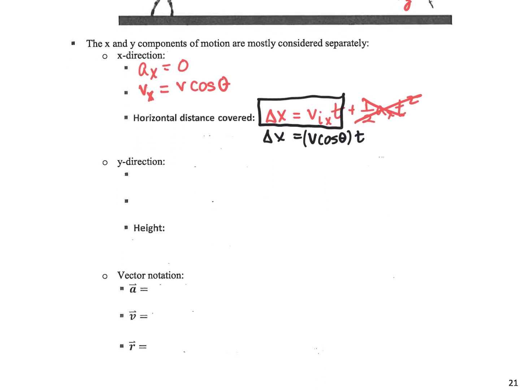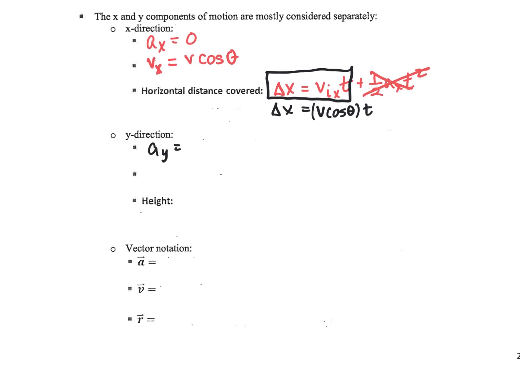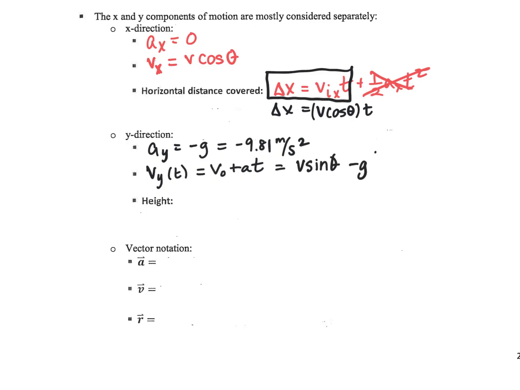Now, y direction. What do we know about the y? A sub y is negative g, which of course is negative 9.81 meters per second squared. What do we know about v sub y of t? What is it going to be? It's not just going to be v sine theta, is it? Because gravity's acting on it. It's going to be v initial plus at. So it's going to start out as v initial plus a times t. That's v final, right? So at any point, this is going to be v sine theta minus gt. Right? Okay.